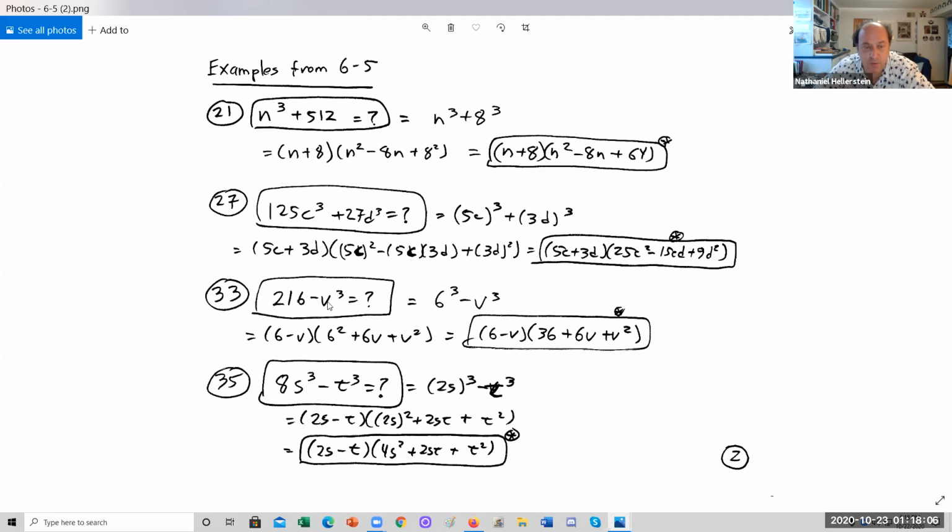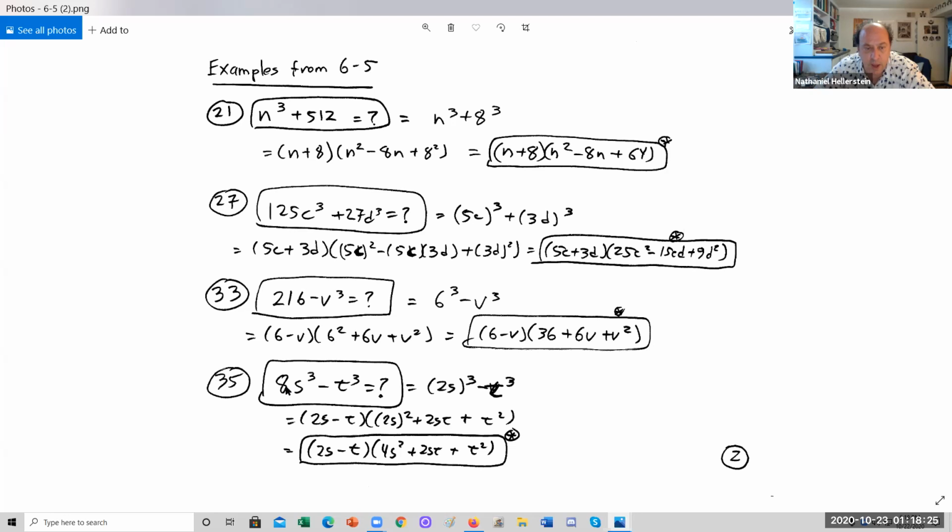Here's 216 minus v cubed. Well, this 216 turns out to be the cube of 6. 6 cubed minus v cubed. So difference times square plus product plus square. So 6 minus v times 36 plus 6v plus v squared.